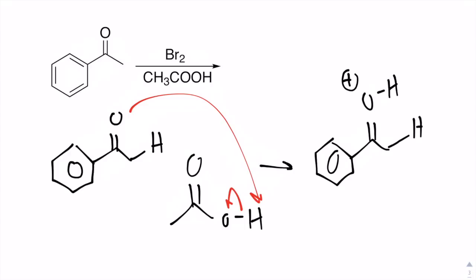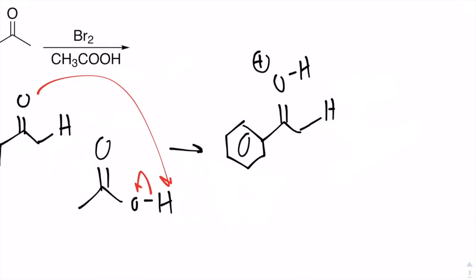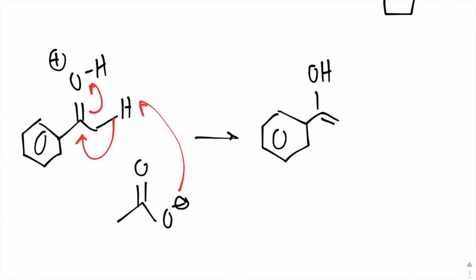All right, and now what we can do is tautomerize. So we're going to take that acetate anion, and it's going to deprotonate that hydrogen on the alpha position, donate that electron density in, push those pi electrons up, and then we finally form this enol. Okay, so we now have that enol.